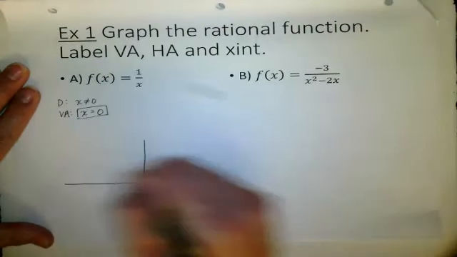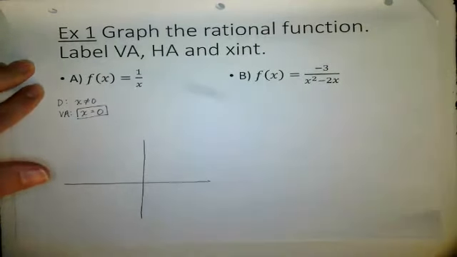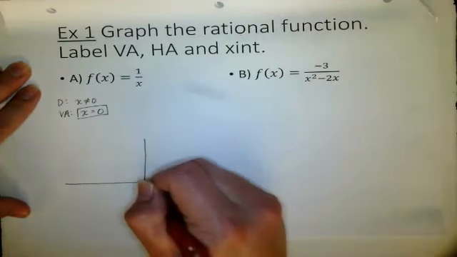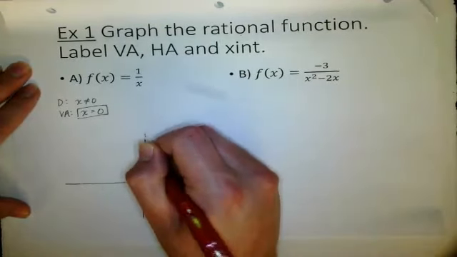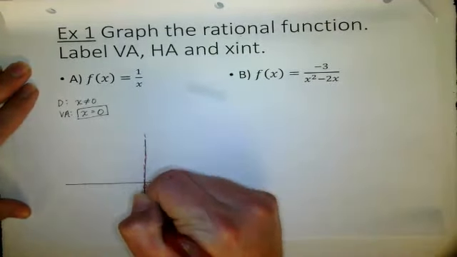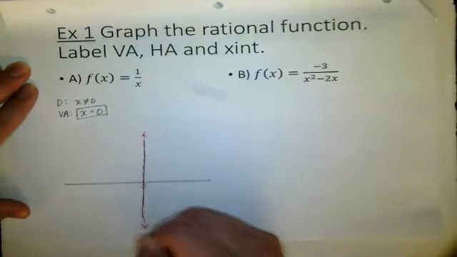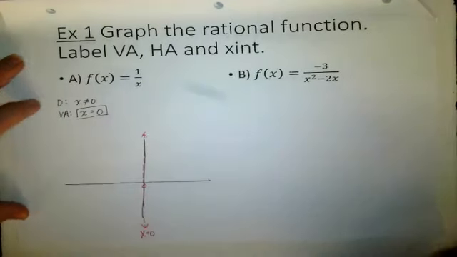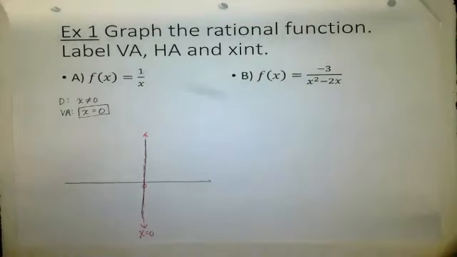So I can graph that. x equals 0 is a vertical line through 0 on the x-axis. So we get this dotted line. And there is our vertical asymptote, x equals 0. I use a dotted line to represent all of my asymptotes.